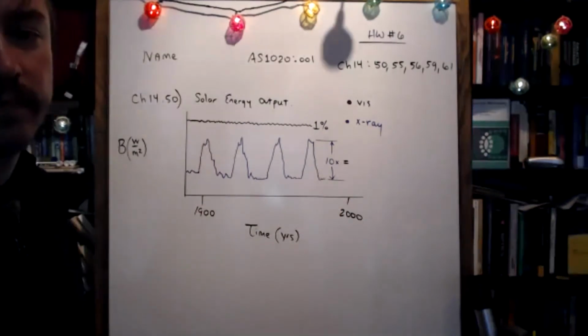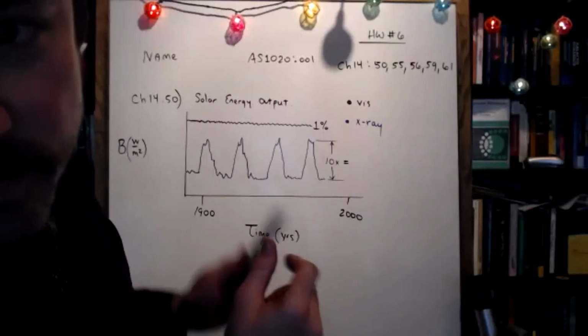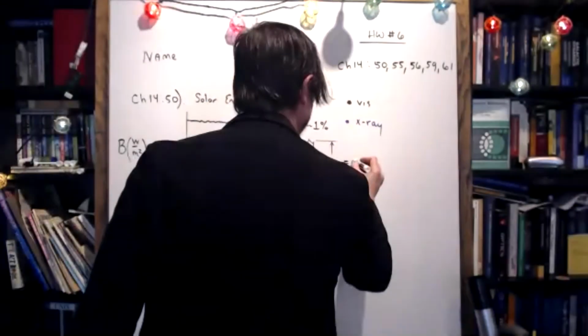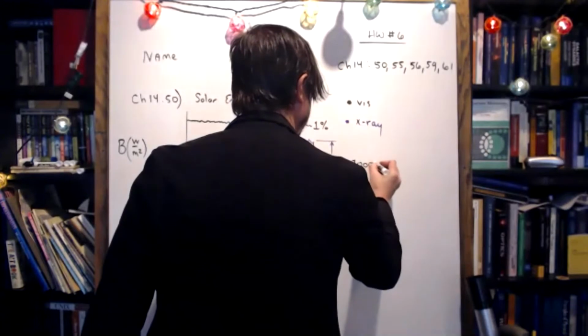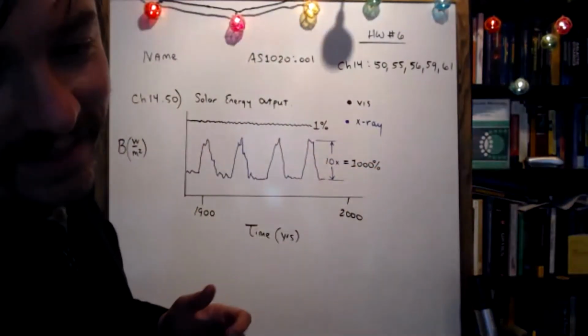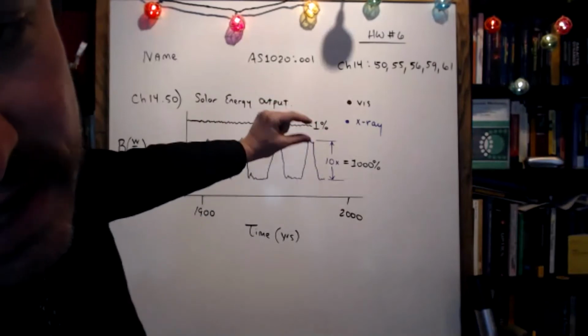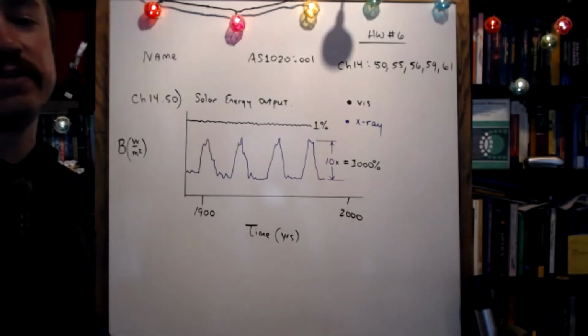Would it be 1000%? Exactly, Austin, because as any good banker knows, you move the decimal place twice. So you're doing great there. So I think that's more helpful because you can see that if you put them on the same scale, X-ray fluctuations are 1,000 times greater than visible light fluctuations.